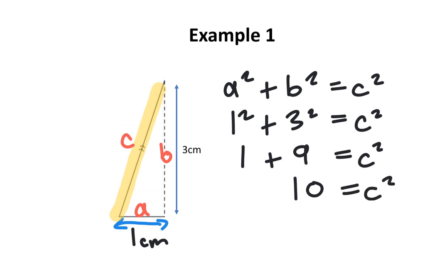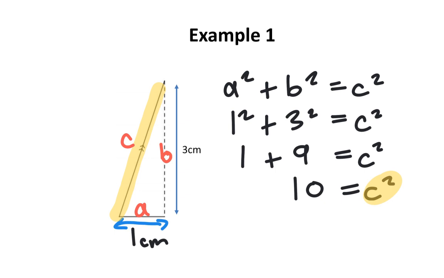You might stop here and think that the hypotenuse is 10 centimeters long. However, that would be incorrect. If you take a look at the diagram, it is not possible that the hypotenuse is 10 centimeters. 10 is actually equal to c squared. However, I don't want to know what c squared is. I want to know what c is.